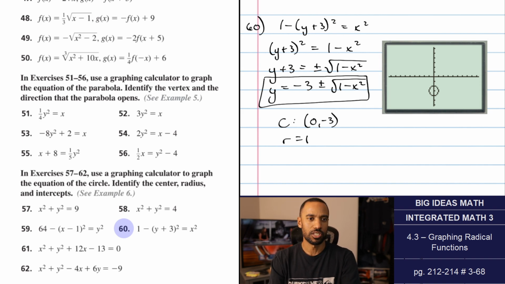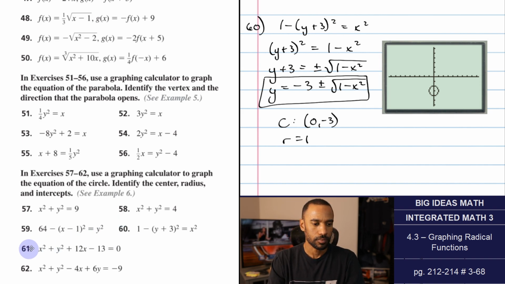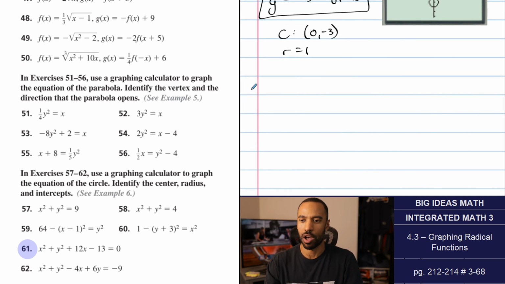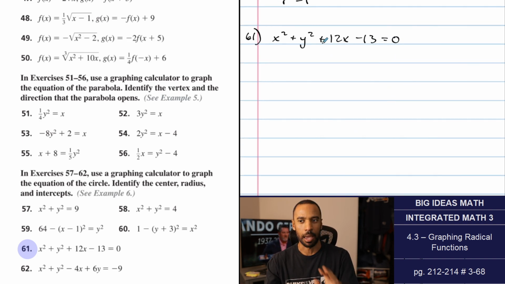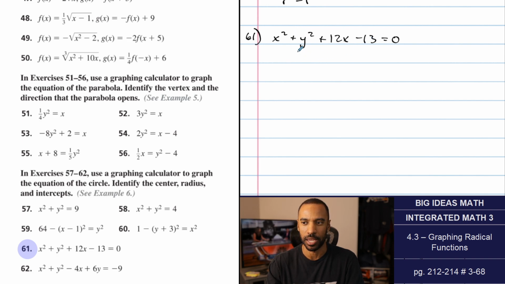Okay, two more of these. Number 61: x squared plus y squared plus 12x minus 13 equals 0. Now this will require me to do mental math unless I plan on completing the square when it comes to the actual information. I'm going to first solve it the way they want us to, which is take all these things over to that other side.